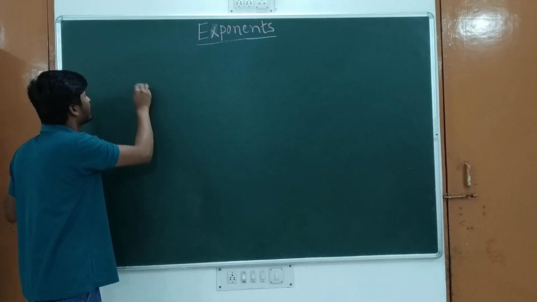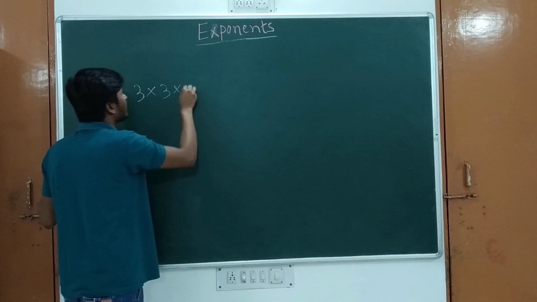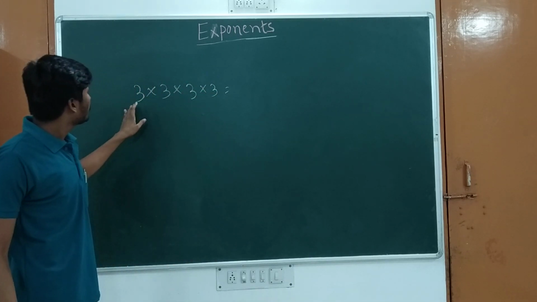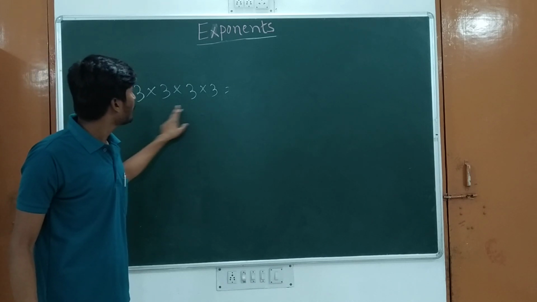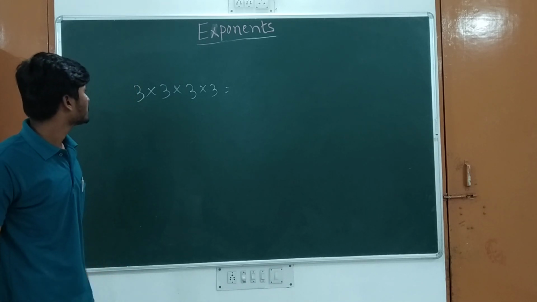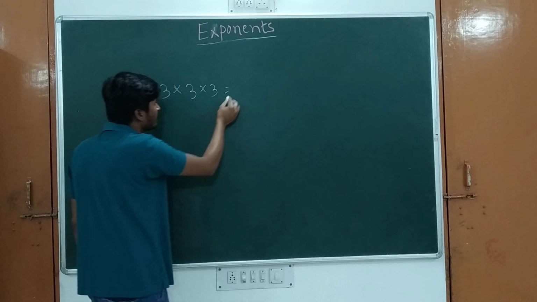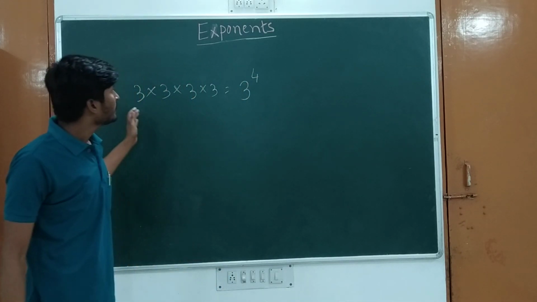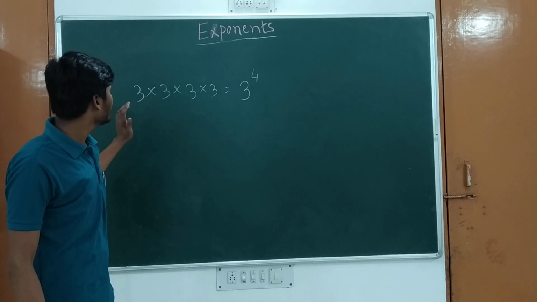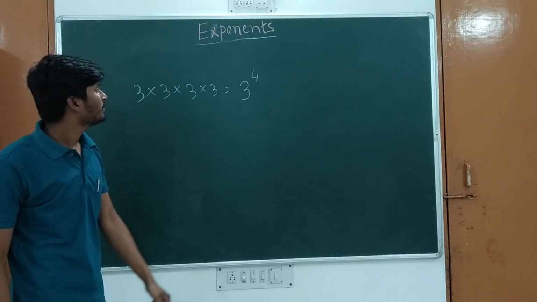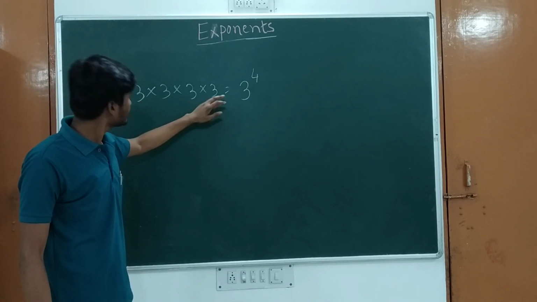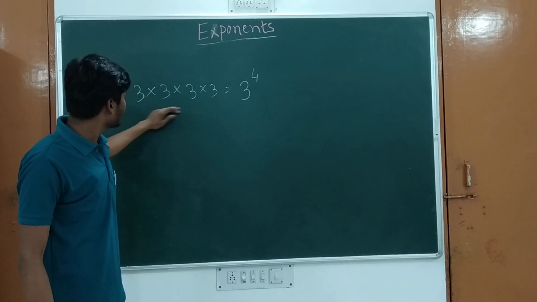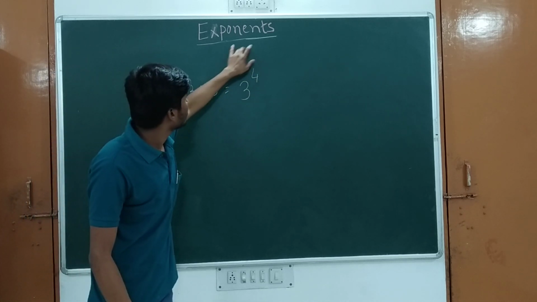If we multiply the same number, say 3, 4 times, then to make it short, we use exponents. In this way, you can write it with a symbol. So exponent, in one word, is repeated multiplication, because we are multiplying the same 3, 4 times. Instead of writing it out like this, we write it in short form this way.